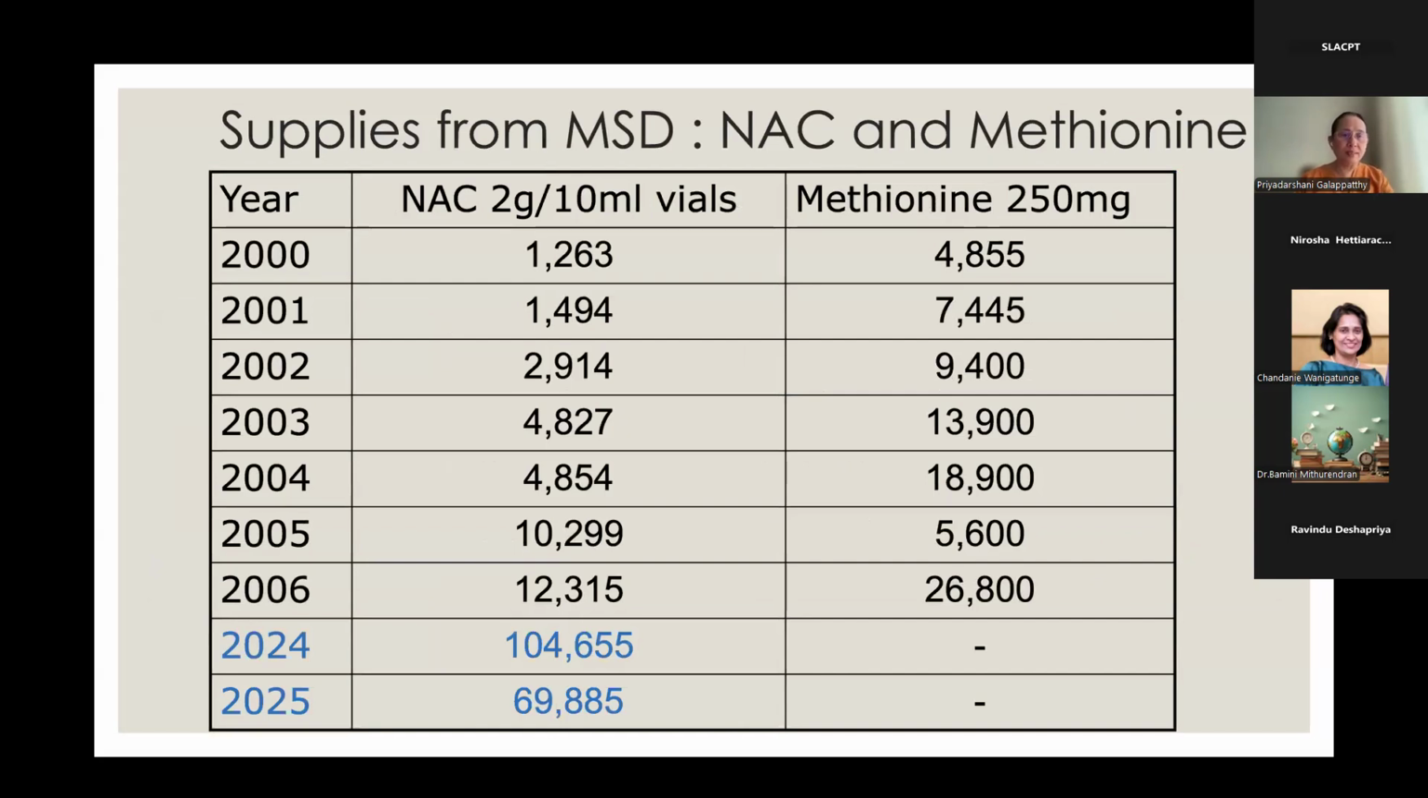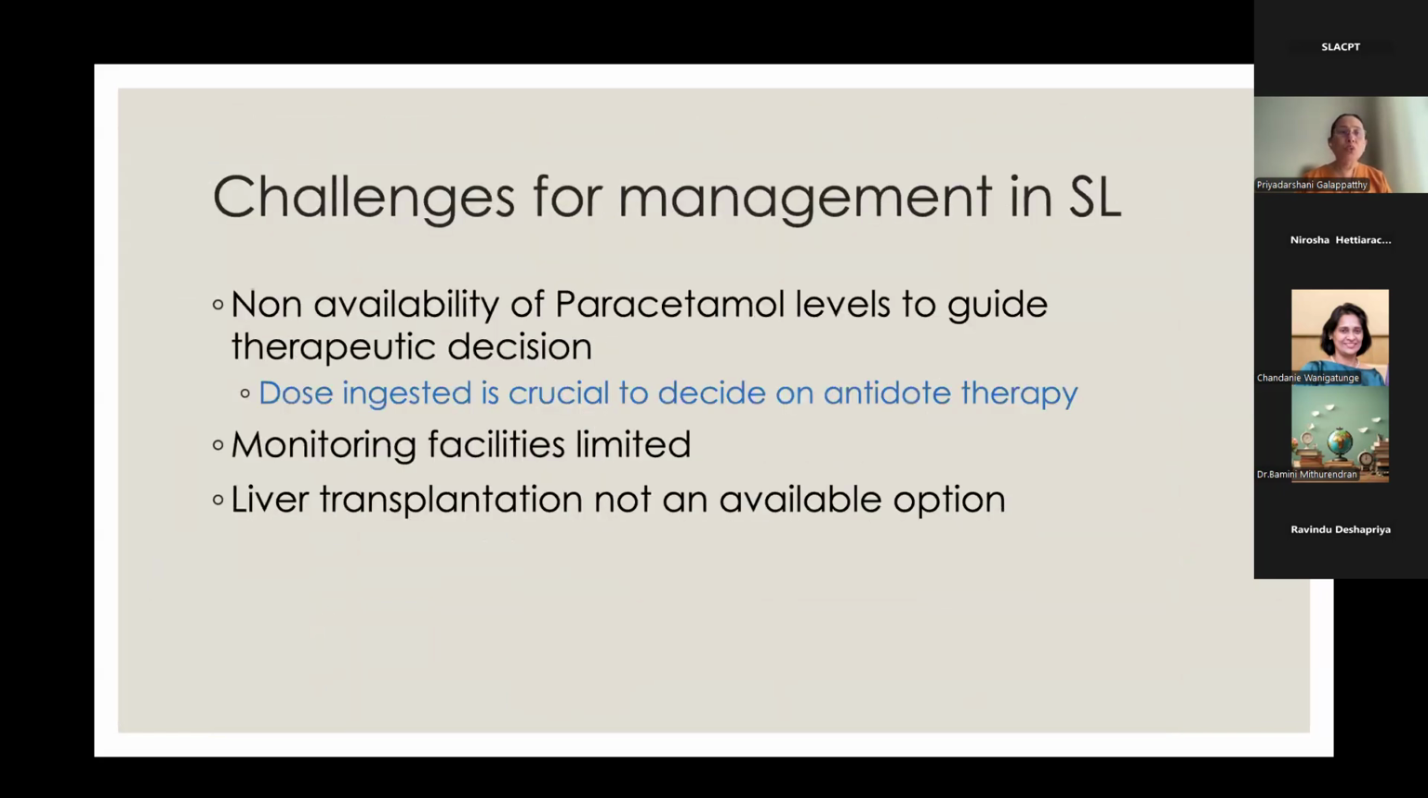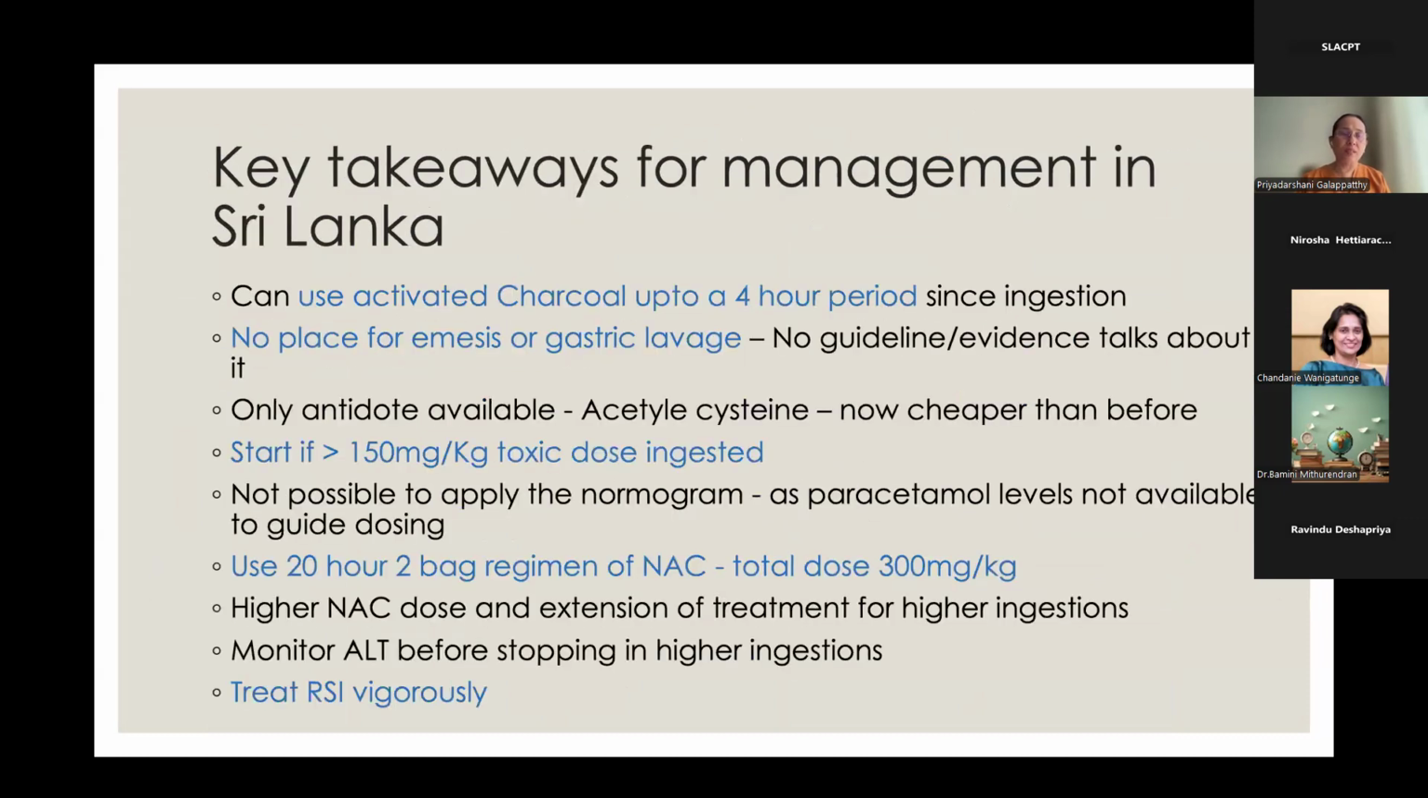I had these slides from my previous presentations, but now in 2024, 104,000, and 25 less, probably due to shortage. So the challenges for management in Sri Lanka: non-availability of levels is a major problem, monitoring facilities are limited, and of course liver transplantation is not available.